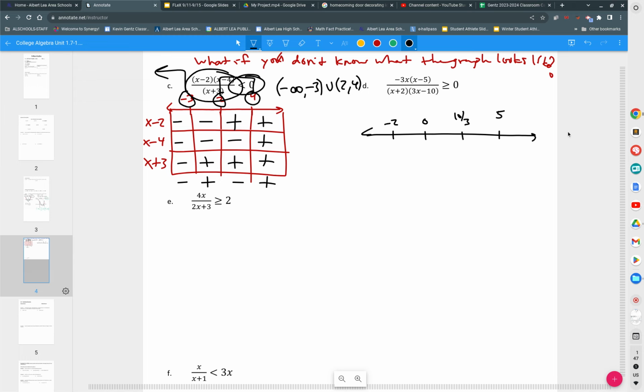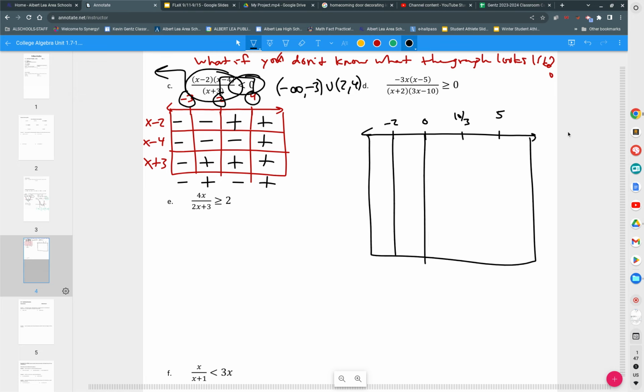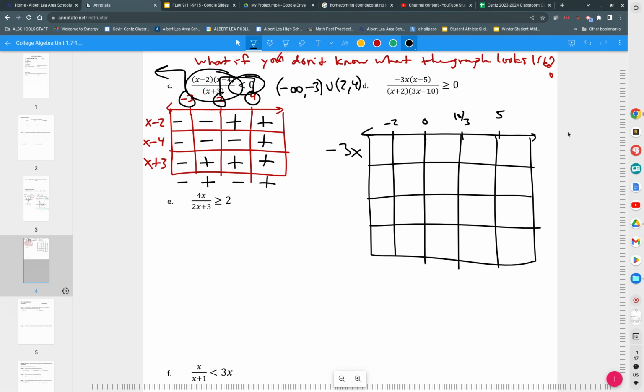I'm now going to make a table. Okay, how many columns should I have? 5. And how many rows should I have? 4. And out front, I put -3x, I put x minus 5, I put x plus 2, and I put 3x minus 10.